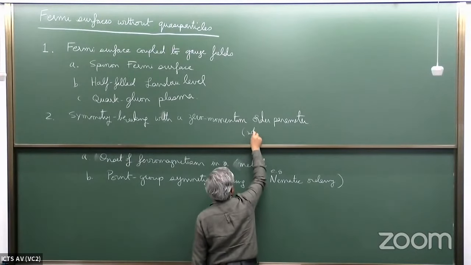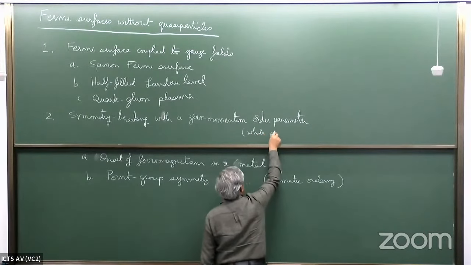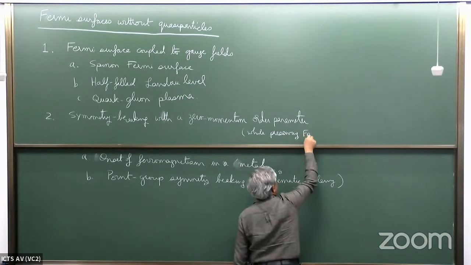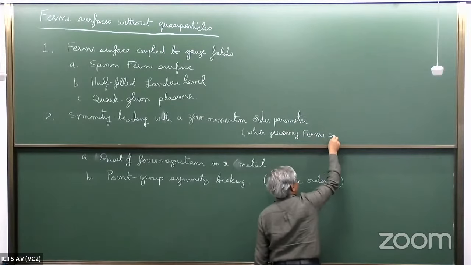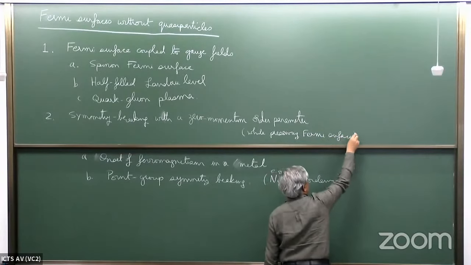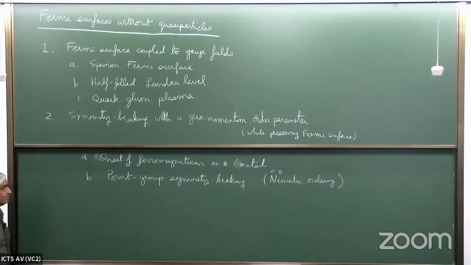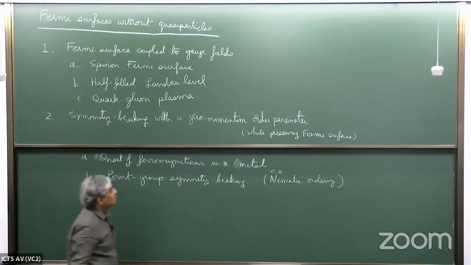So preserving. I mean, that's implicit. Yeah, you're right. So I should say that. So if you're looking at the onset of superconductivity, that's a different beast because it breaks the U(1) symmetry and destroys the Fermi surface. All right.